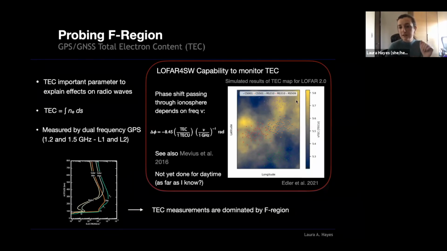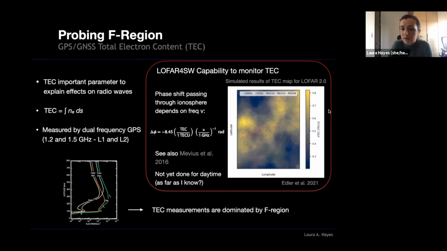So this is really interesting, and these are some nice simulations that were done between core stations and remote stations, making a map of the vertical total electron content over space, which is really nice. And this is a simulation for looking at data with LOFAR 2.0.